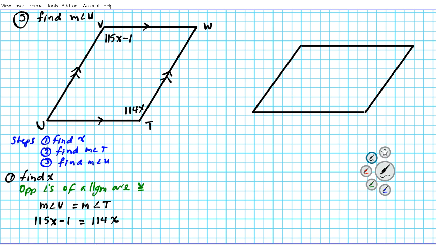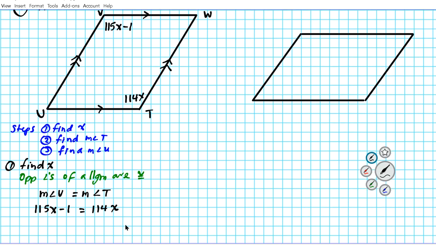To solve this, we're going to subtract 114x from both sides and then add 1. Okay, let's do it. So we're going to subtract 114x from both sides of the equation. I need the x's on the left so I don't do any negative x's, and then add 1. All right, so let's combine this together and simplify that to get our final answer.